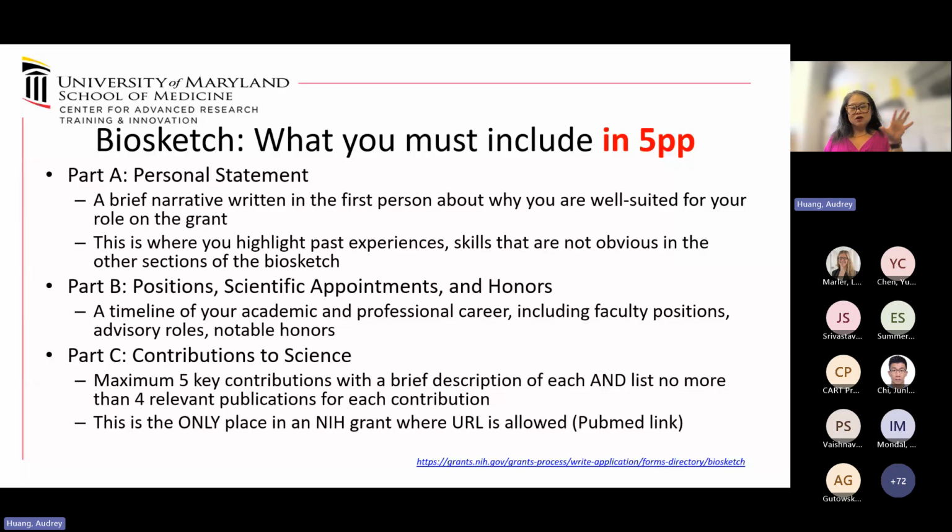With a brief paragraph description of each, and you're allowed to point out and note the citation. You're allowed to list the citations of no more than 4 relevant publications for each of these contributions. Now, as you're starting out, you may not have 5 related contributions. It's okay to only use 3 or 4.